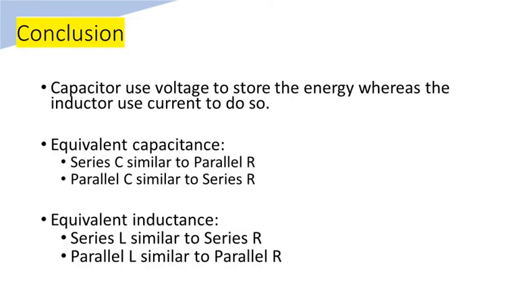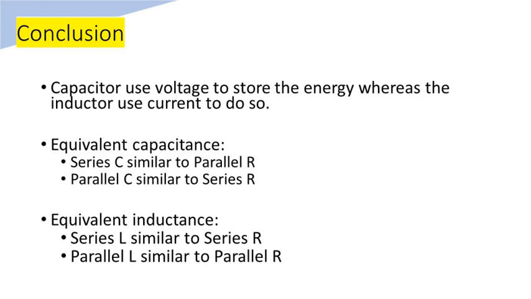These are what we can conclude from Chapter 1 contents. The first one, the capacitor uses voltage to store the energy. It is in the form of potential energy, due to the potential difference between the two conductive plates. Meanwhile, the inductor uses current to store energy. This energy is classified as the kinetic energy because the magnetic field is created only when there is a movement of current in the circuit.